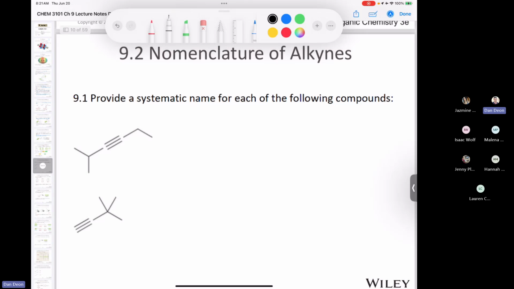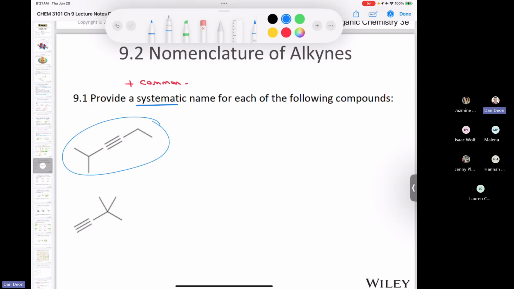Let's see if we can provide systematic names. Let's do a double whammy here. Let's do systematic and common. We'll do both, okay, for each of the following compounds. So let's just start with systematic. I'll use blue for systematic and red for common. Okay, so let's say we wanted to give a systematic name for this compound.